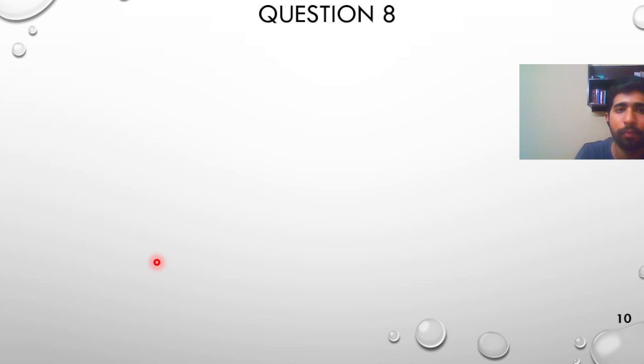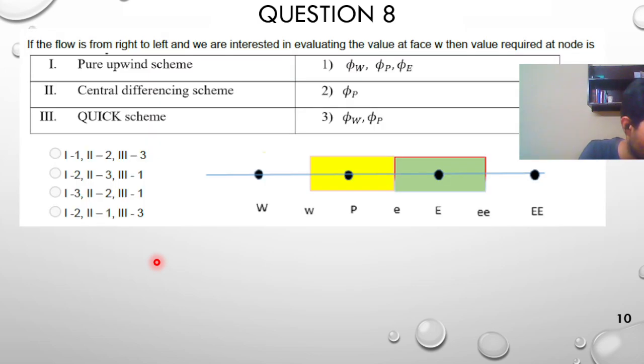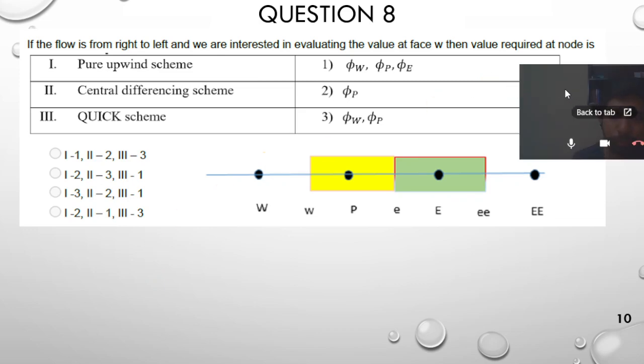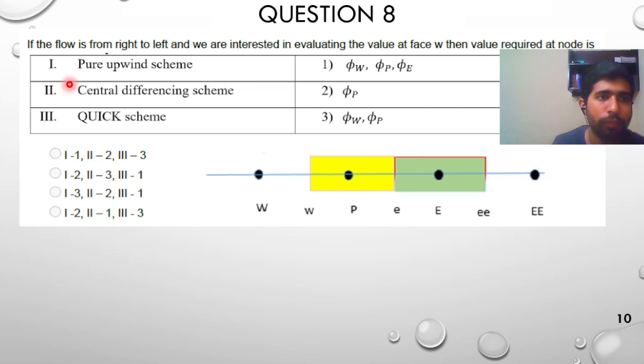Now let us move to the last question. I think this is the last question. If the flow is from right to left, which means it is a negative flow, in negative x direction, and we are interested in evaluating the value at face W, then the value required at the node is phi W. So we will try to work it out.